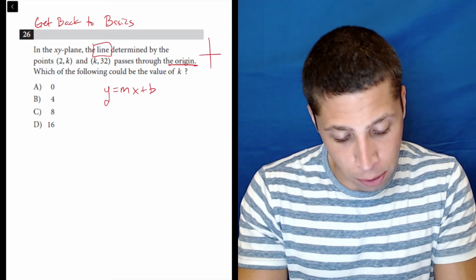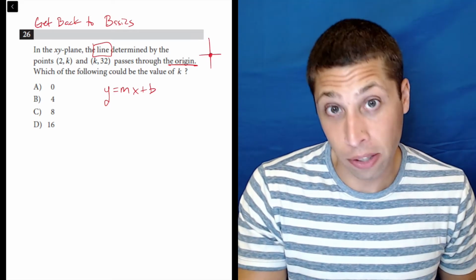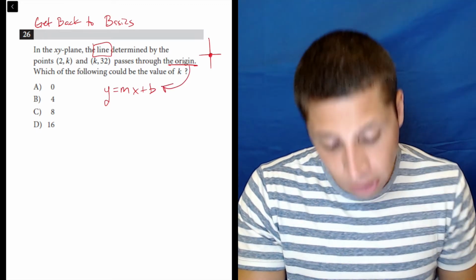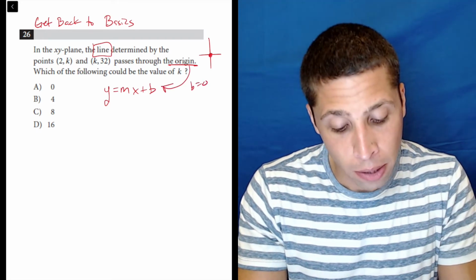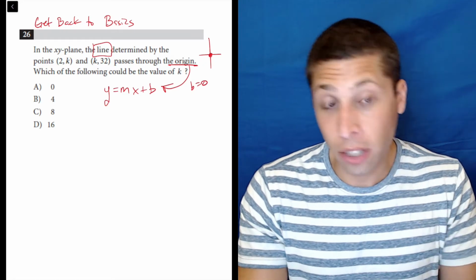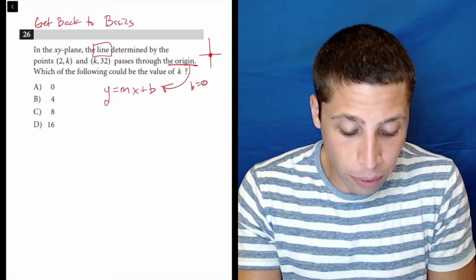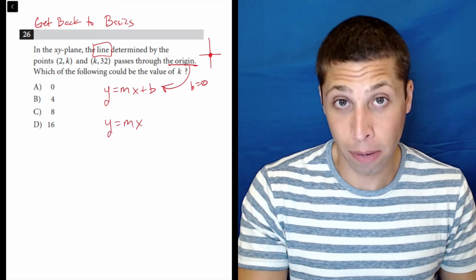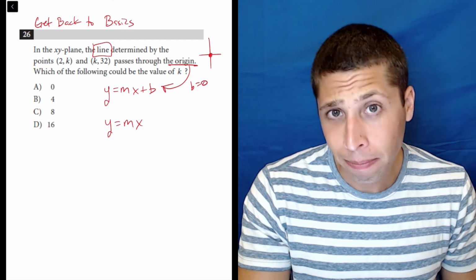And they tell me that it passes through the origin, right? So on a graph, remember the origin is the middle, the point (0, 0). And so if it's passing through the origin, that means the y-intercept is 0. So for the purposes of our equation, we just made one of the letters completely disappear. That's awesome. So what we really have is y equals mx. The b is 0.